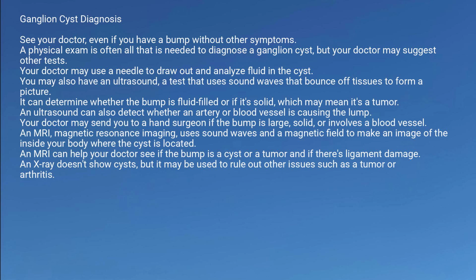An ultrasound can also detect whether an artery or blood vessel is causing the lump. Your doctor may send you to a hand surgeon if the bump is large, solid, or involves a blood vessel. An MRI, magnetic resonance imaging, uses sound waves and a magnetic field to make an image of the inside of your body where the cyst is located.